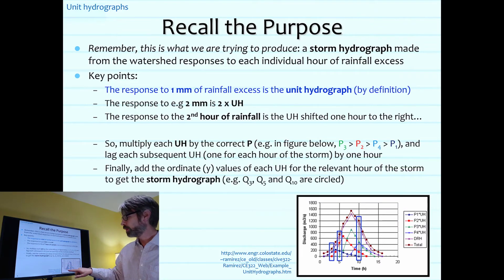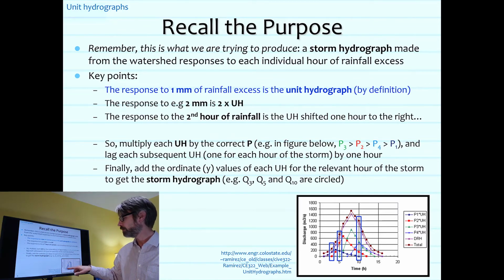Okay, and then finally, we add up the ordinate values for each of the individual scaled unit hydrographs to get the storm hydrograph value. I'm showing here how I would get Q3, Q5, and Q10. In Q10, for example, I would take this value for P1 UH, plus this value for P2 UH, plus this value for P4 UH, plus this value for P3 UH, and I would get this direct runoff hydrograph here, which is the purple line with the X's.